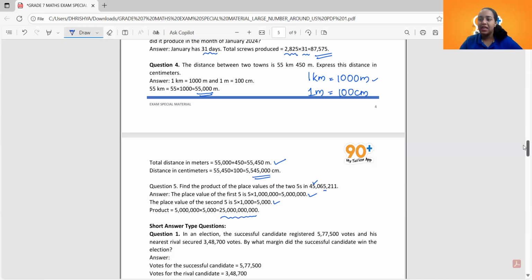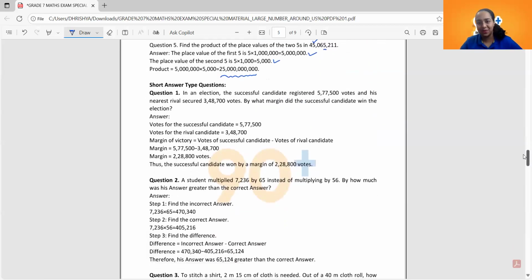That's easy. Now we have short answer questions. Regarding short answer questions, there will be word problems. So make sure you read the question very well. The answer will be in the question itself. If you read the question properly, you will get the answer.